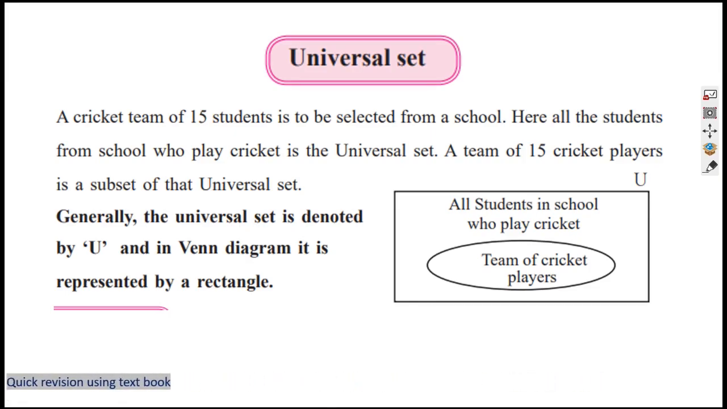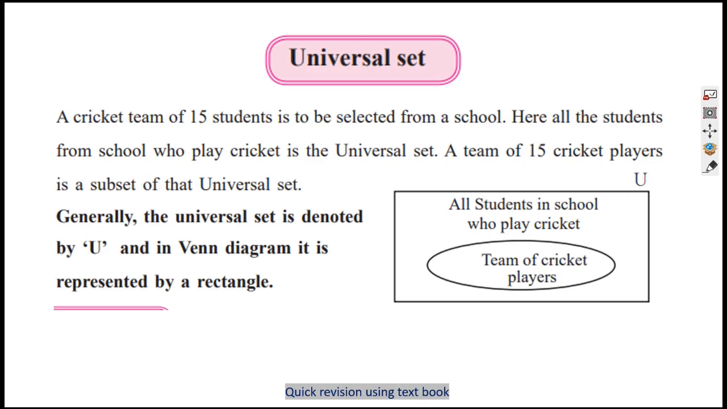Universal set, I already used the term more than once during the explanation. This is a revision class, a quick revision using your textbook. These are all textbook pages which you can see again and again. A cricket team of 15 students is to be selected from a school. Here all the students from the school who play cricket form the universal set. A team of 15 cricket players is a subset of that universal set.